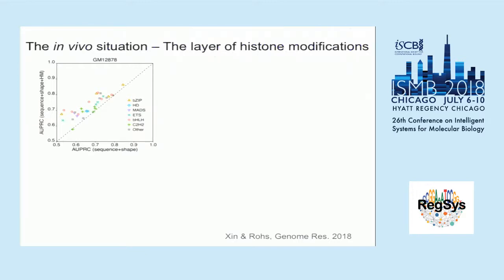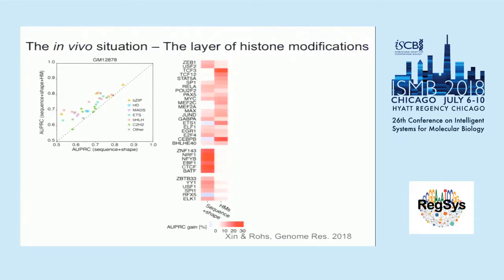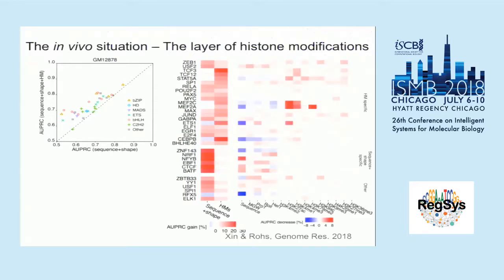And again, we were more interested in mechanism. So we wanted to see, do different protein families respond differently to this added information of histone modifications? We could group transcription factors in groups where the first column is sequence plus shape features, and the second column is histone modifications. We could see that they're more important for some families and less important for others.